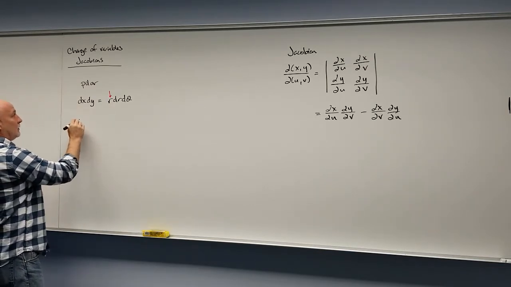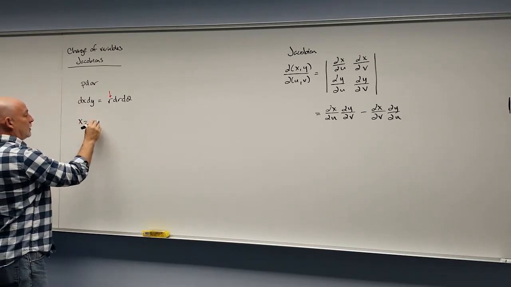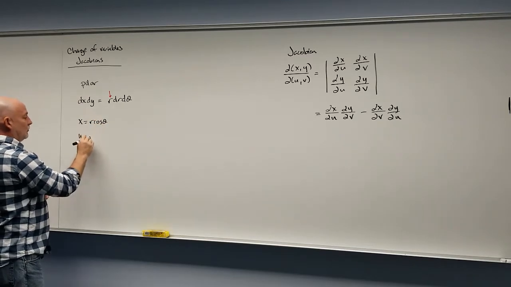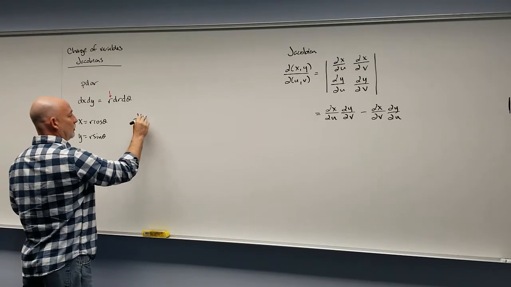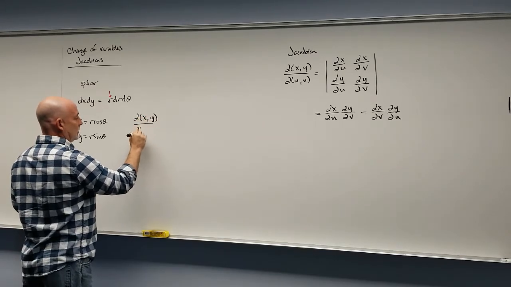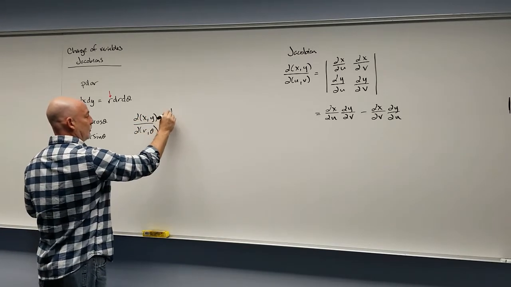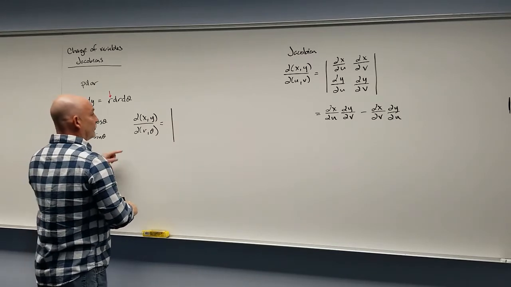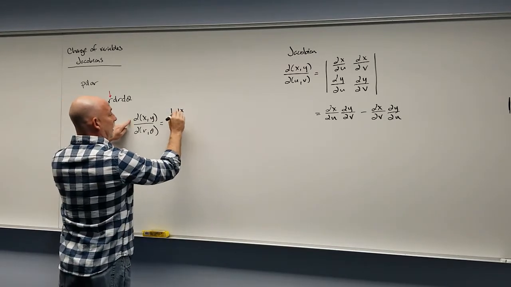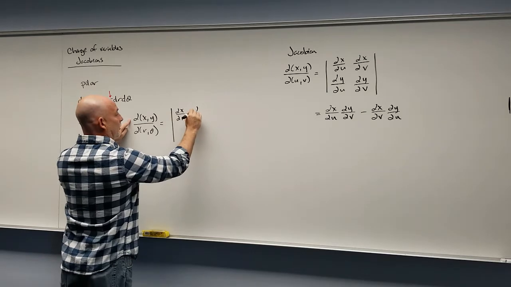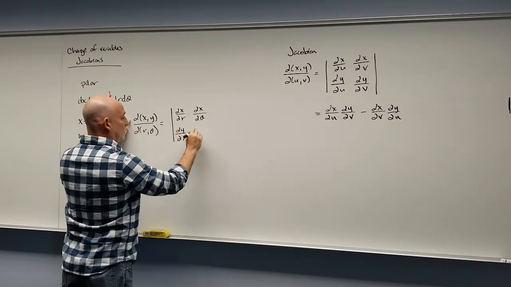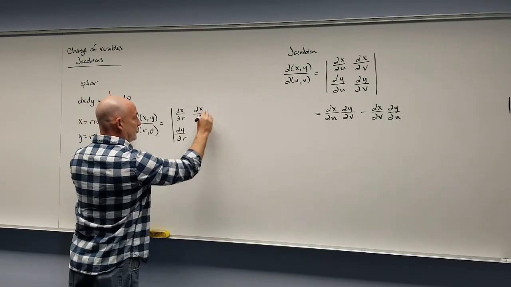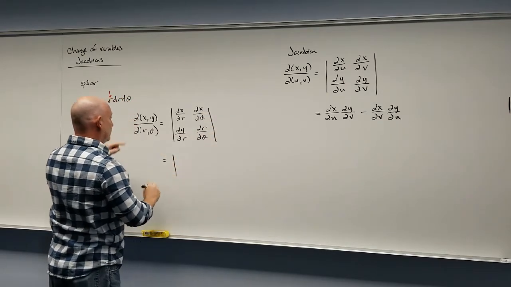Well, we know that from polar, x is equal to r cosine theta, y is equal to r sine theta. So if we wanted to do the Jacobian here, we want to know how x's and y's turn into r's and thetas. So this will be the partial of x with respect to r, partial of x with respect to theta, partial of y with respect to r, partial of y with respect to theta. All right, let's see what we end up with.